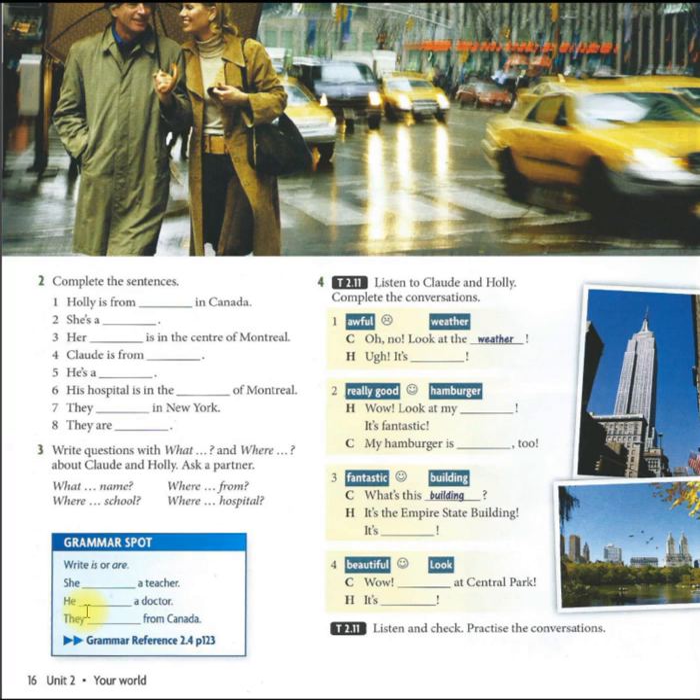So here, according to the required context, we need to place either is or are. So which one is more suitable here? Is it is or are? She is a teacher or she are a teacher? Of course, she is. He is a doctor. They are from Canada. They are, because here we have a plural, so we used are.